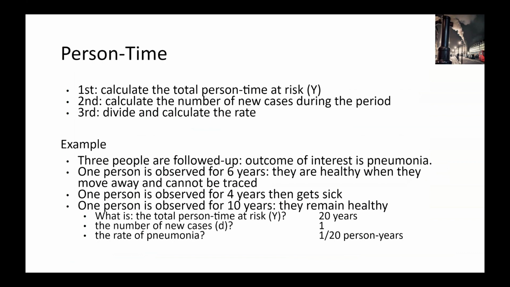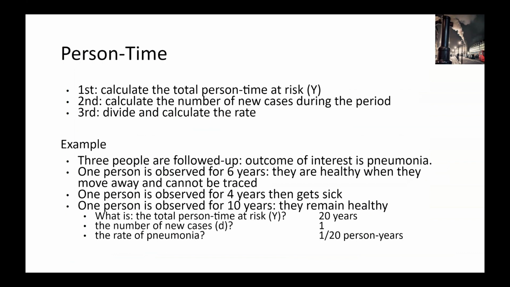And how is person time calculated? First, we tally the total person time at risk. Second, we identify the number of new cases that emerge during the study period. Lastly, we divide to compute the incidence rate.